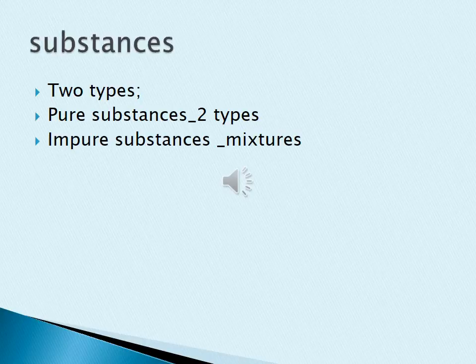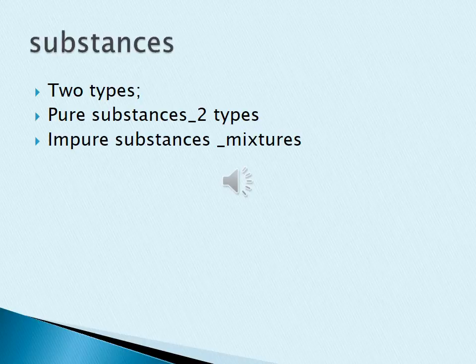Now, next point: compounds can only be separated by chemical methods. Mixtures can be separated by physical methods.